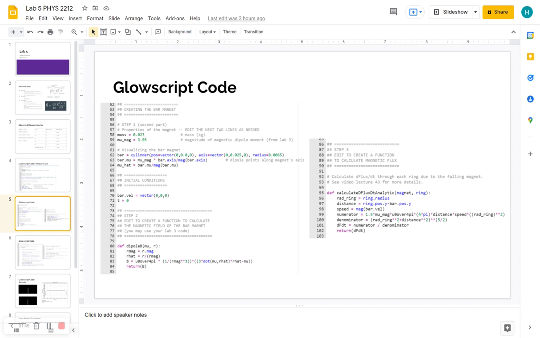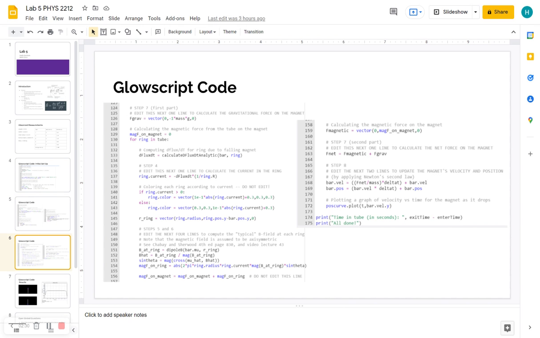And then we have properties of the magnet, such as the mass and the mu of the magnet, as shown before again. And then you create a model of the magnet, and we have initial conditions. The velocity starts out at 0 and time is 0 because we are dropping it. And when you drop something, the velocity is 0 at first. And then we have to create a function to calculate the magnetic field of the bar magnet. And we did this again in lab 3. And then we create a function to calculate the magnetic flux. And in both of these, we use the formulas necessary.